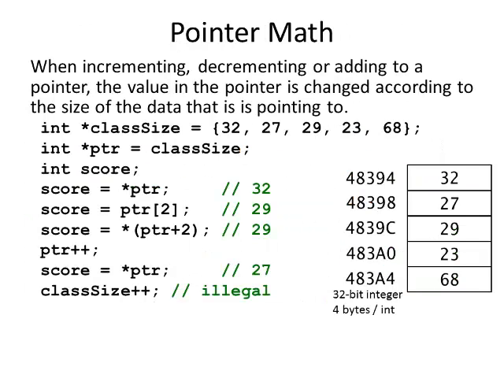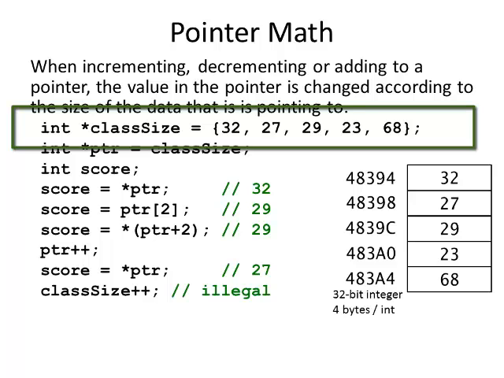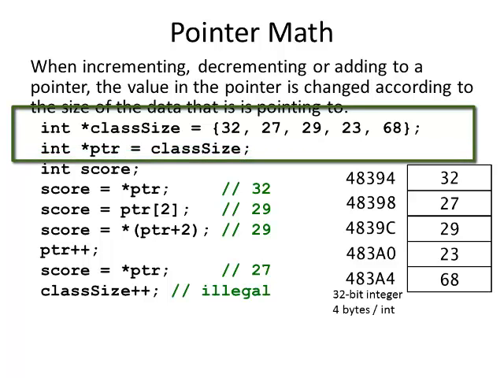Here's a little bit of information on pointer math. So starting off again with declaring my array, int class size equals, and here's all the elements in the array. I'm creating a second pointer here that's going to point to integers. I just call it PTR. So int star PTR creates the pointer equals class size. I don't need the ampersand here because the name of the array is the address of the array.